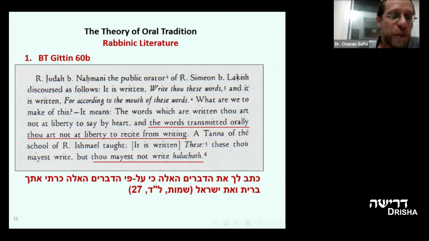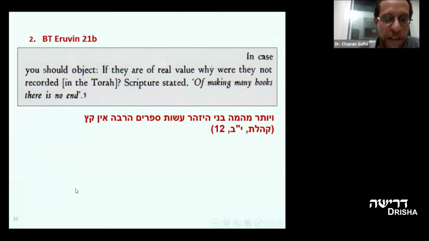So I'm turning to one additional text here, and this is a short passage in the Babylonian Talmud in Tractate Eruvin. And here it's referring to a verse in Kohelet. Let's see what it says here.